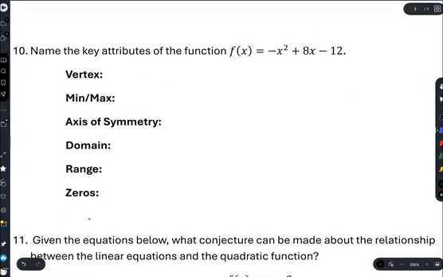Okay, now then we need the key attributes of this graph. This graph opens down, doesn't it?